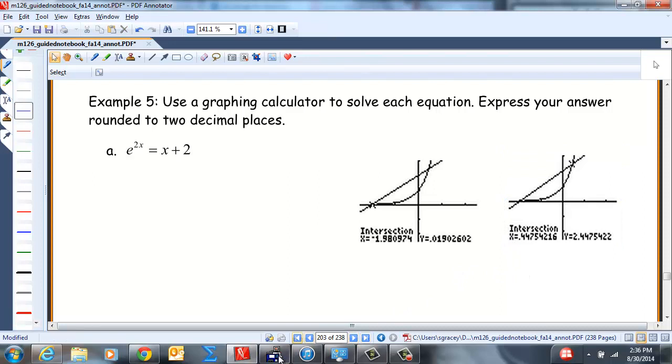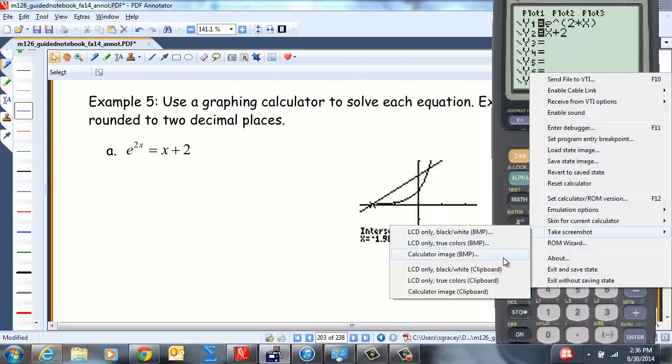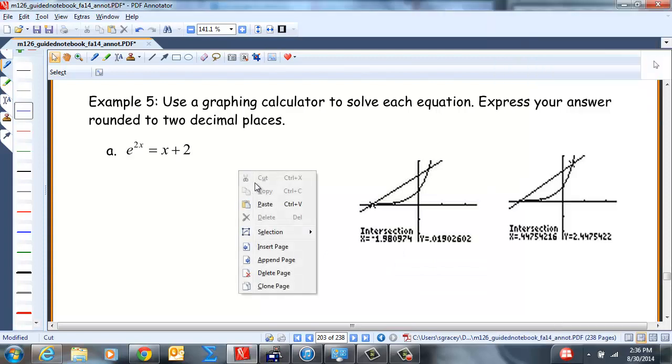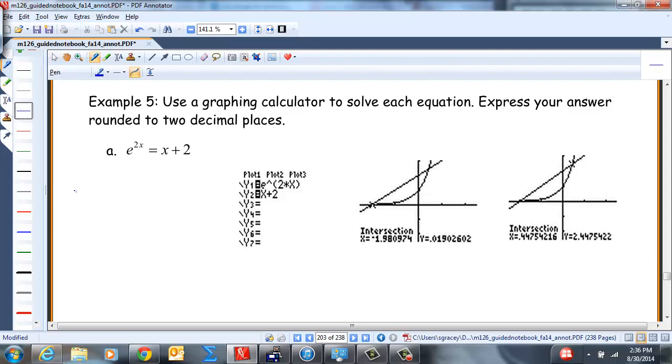Okay, and then let me just put up the y equals screen so you can see what I entered. Okay, so we have our solutions. It rounded to 2 decimal places. We have x is -1.98 and 0.45. And you're done. Okay?